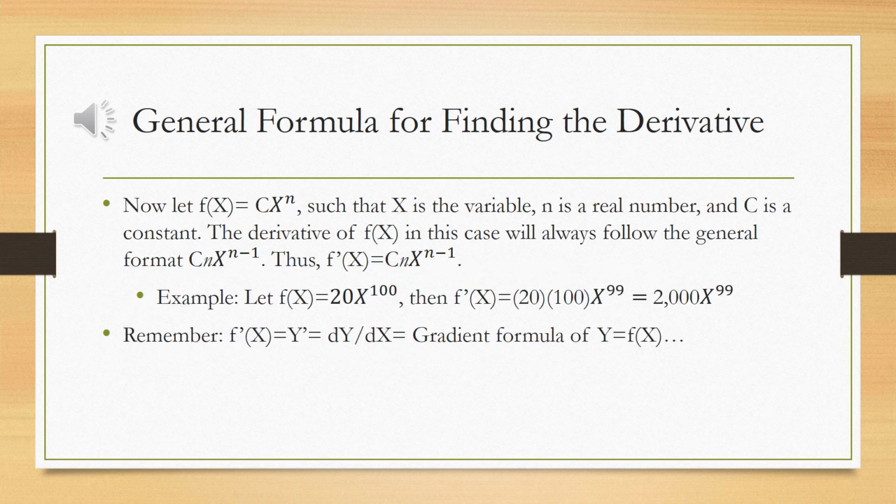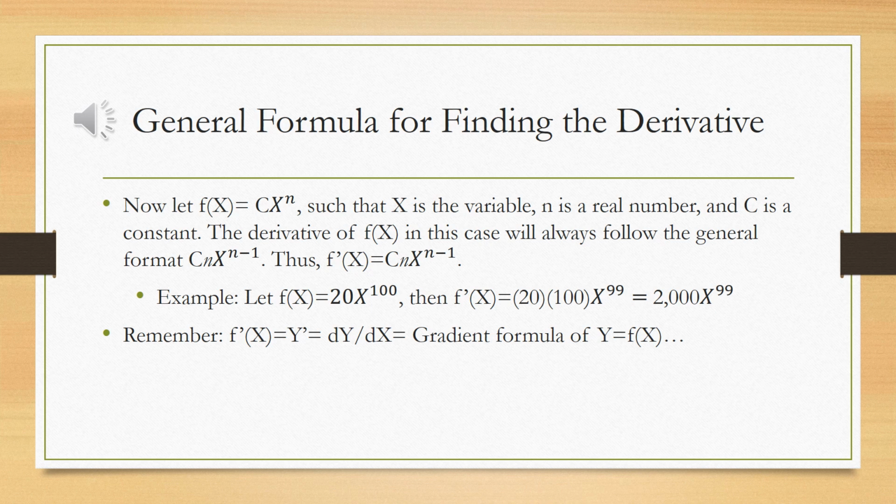The second rule is more or less like the first, but with the difference that it concerns functions of the form f of x equals c x to the power n, where x is the variable, n is a real number, and c is a constant. Like for example, f of x equals 20x to the power 100, in which x is the variable, c is the constant number 20, and n is the real number 100.